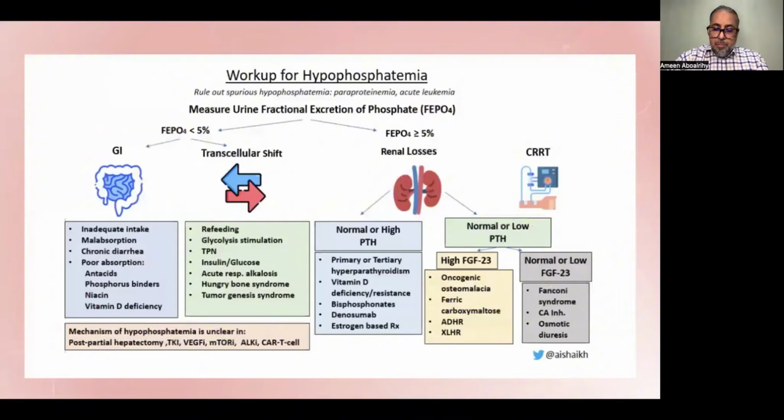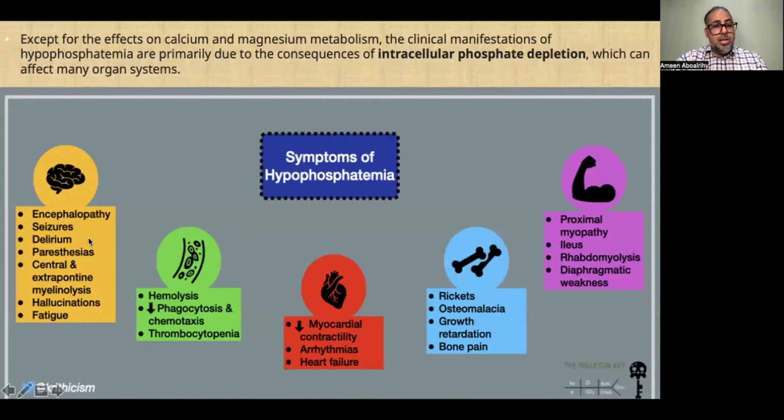Symptoms of hypophosphatemia include encephalopathy, down to hallucination and paresthesias. There is a chance of hemolysis and thrombocytopenia as well because of phosphate. This is very weird, right? And the cardiac manifestation is depressed cardiac contractility.